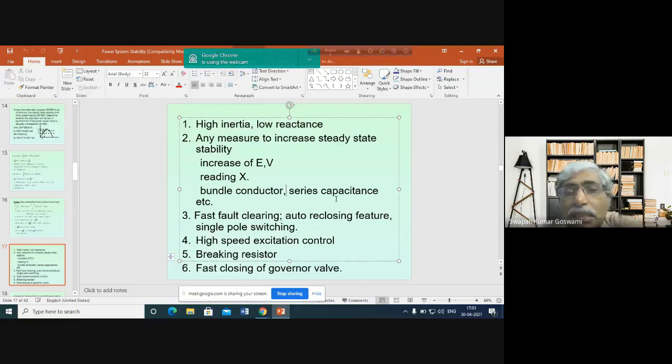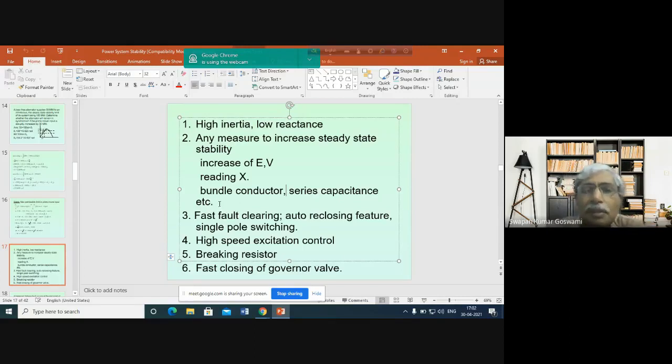Another thing is the series capacitance. Sometimes you may be using series compensation. That means the line reactance is there, so you will be using a capacitor in series with the line. In that way, you will be reducing the total reactance, that is, the transfer reactance between the generator and infinite bus. Could you get it? That means by using a series capacitor with the transmission line, you can also reduce the value of the system series reactance.